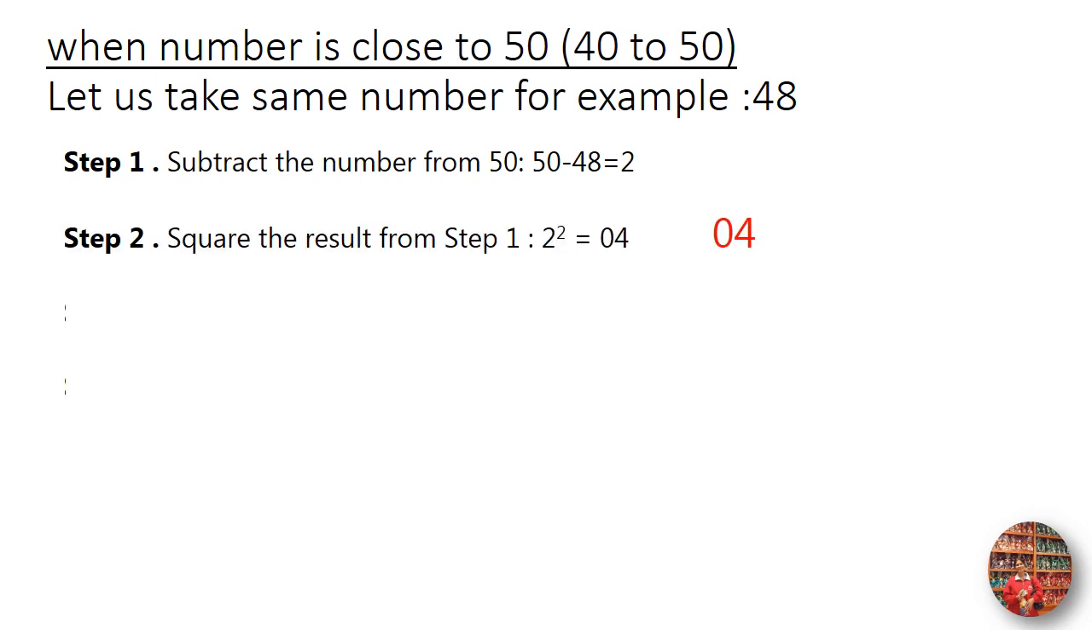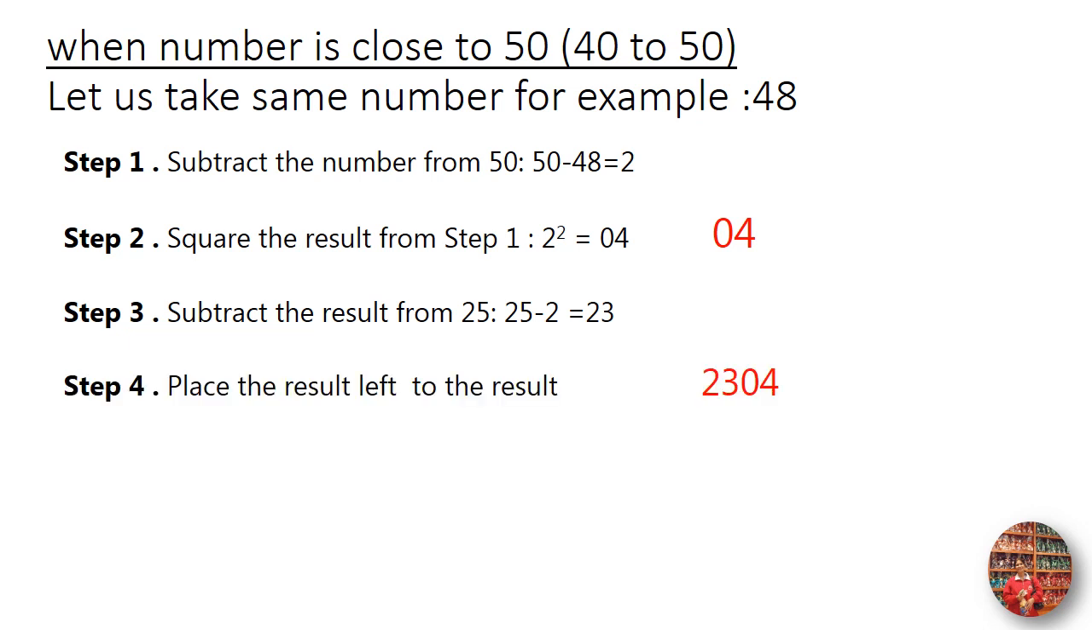So make it square. 2 square is 4, but write 04. Write it as a two-digit number. Then 5 square is 25 because we have taken the number close to 50. So 5 square is 25. 25 minus 2, 23 will be written on the left side of the result. So 2304 is the square of 48.